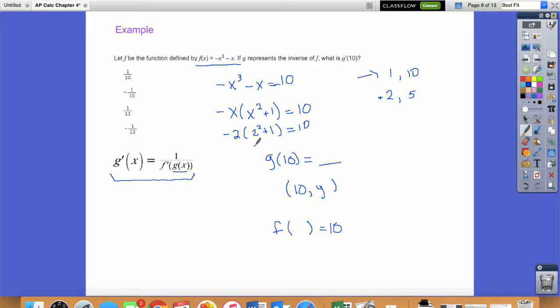If we try a negative 2, that's going to give us negative 2 squared, that still gives us our 5, and over here a negative negative would make that positive. So that means our x value here is when x is negative 2, f of x will equal 10. So that means when we flip it, when x is 10, g of x will be negative 2. So now I can write g prime of x equals 1 over the derivative of f of x when x is negative 2.